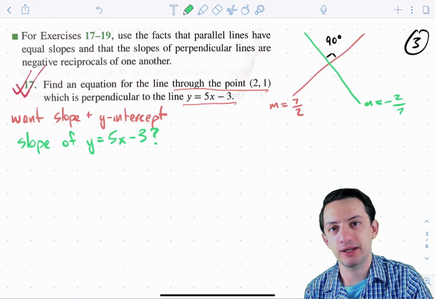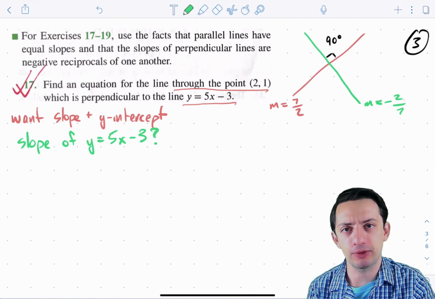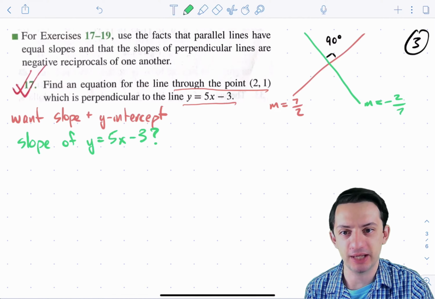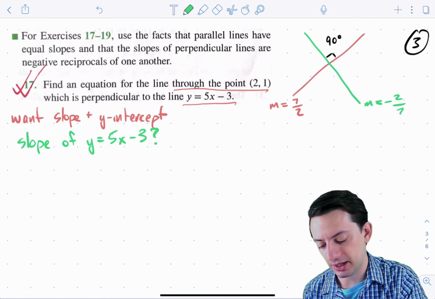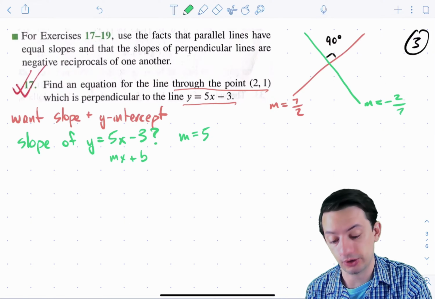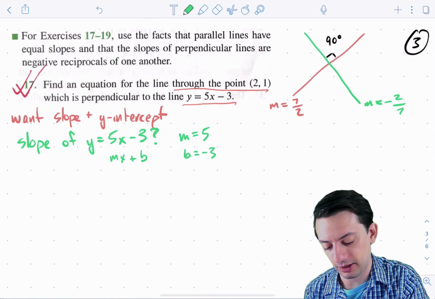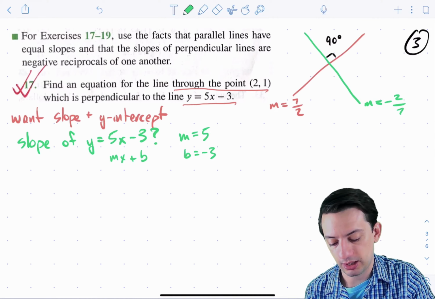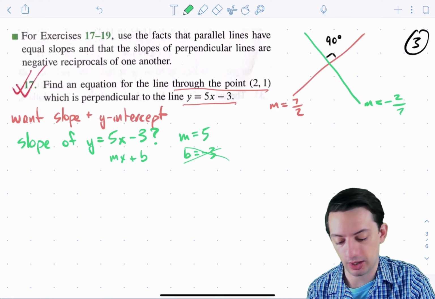Well, this line, it's not exactly in the form of the book. The book writes these as b plus mx, but this is close. You can think about this as mx plus b, where the m here is 5, that's our slope, and the b is negative 3. Now, we don't actually care about the b value for this perpendicular line. We care about the slope.